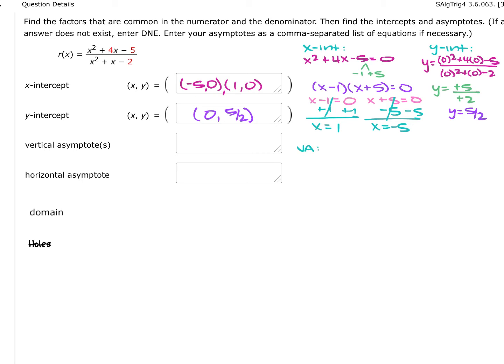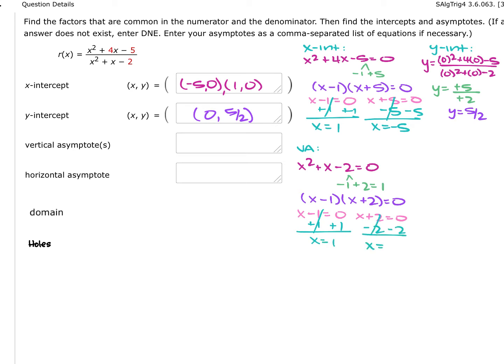For your vertical asymptote, we're going to take that x squared plus x minus 2, set it equal to 0, and solve. Your factors of negative 2 that add up to positive 1 are negative 1 and 2. So this factors to be x minus 1 times x plus 2 is equal to 0. We set both parts equal to 0 and we solve. We move that 1 over by adding it to both sides. We get that x is equal to 1. We move the 2 over by subtracting it from both sides. We get that x is equal to negative 2. So your two vertical asymptotes are at x is equal to negative 2 and at x is equal to 1.